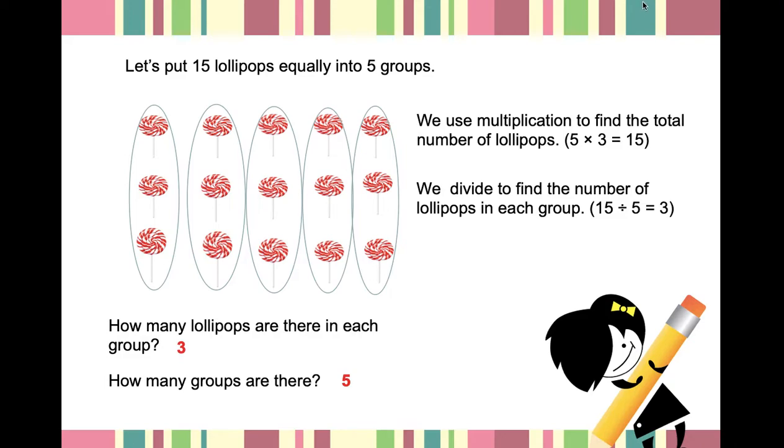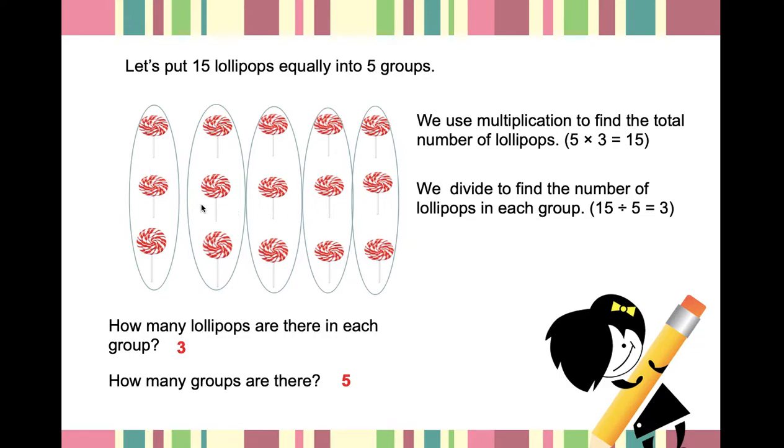So we divide to find the number of lollipops in each group. Whenever we want to find the number of lollipops in each group, we divide. I repeat again, when we want to find the total, we multiply. When we need to find the number of groups, then we divide.